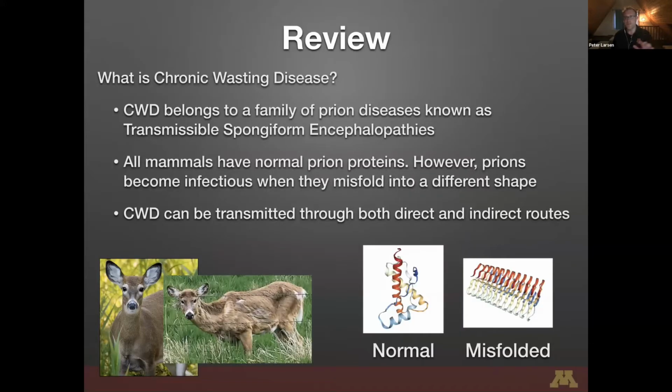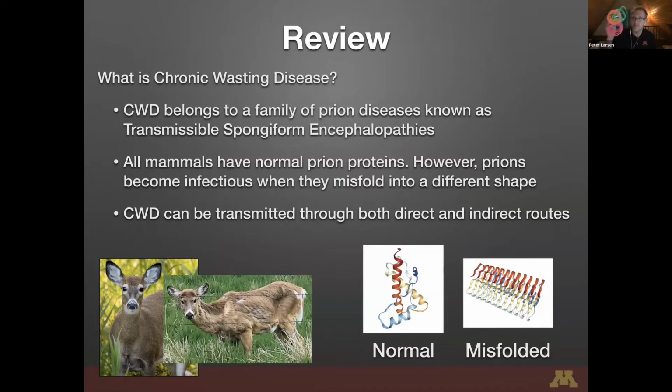So just to review, in the last webinar, I covered the basic biology of CWD. And CWD belongs to this large family of prion diseases known as transmissible spongiform encephalopathies, or TSEs. All mammals have normal prion proteins. And I used this slinky example, right, as a three-dimensional object to better understand a normal prion. However, prions that become infectious take a misfolded form.